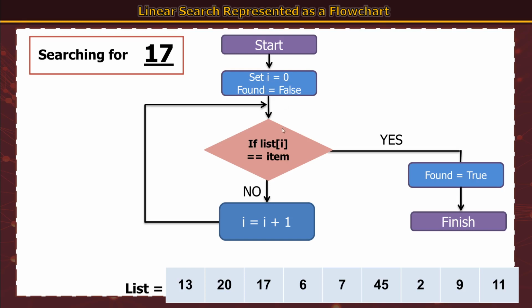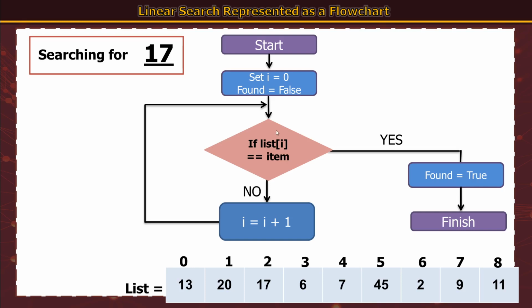So I is 0, so I pass in 0. So we go to here. Now here I would pop on my index numbers. You might have to draw those on in the exam, but I've popped them on for you. So at index 0 we have got 13. 13 is equal to what we're searching for, 17? Well, that's a no. So I equals I plus 1.